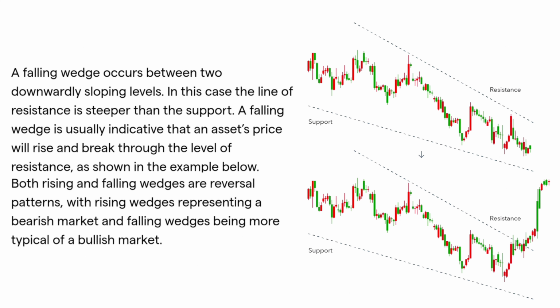the support level. A falling wedge occurs between two downwardly sloping levels. In this case, the line of resistance is steeper than the support. A falling wedge is usually indicative that an asset's price will rise and break through the level of resistance, as shown in the example below. Both rising and falling wedges are reversal patterns, with rising wedges representing a bearish market and falling wedges being more typical of a bullish market.